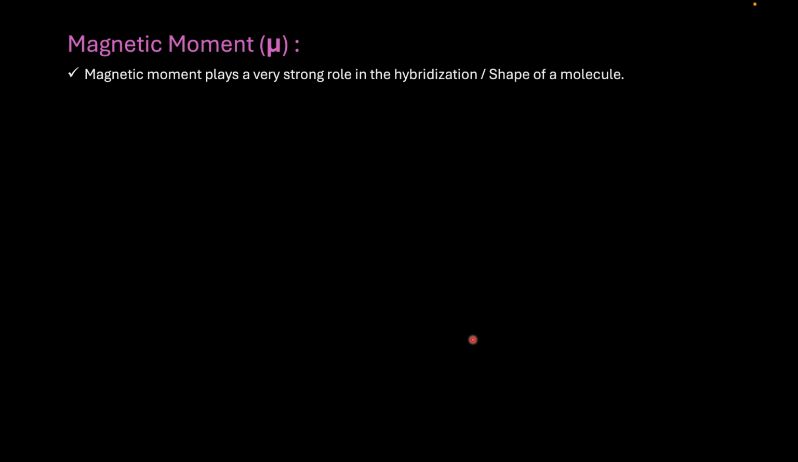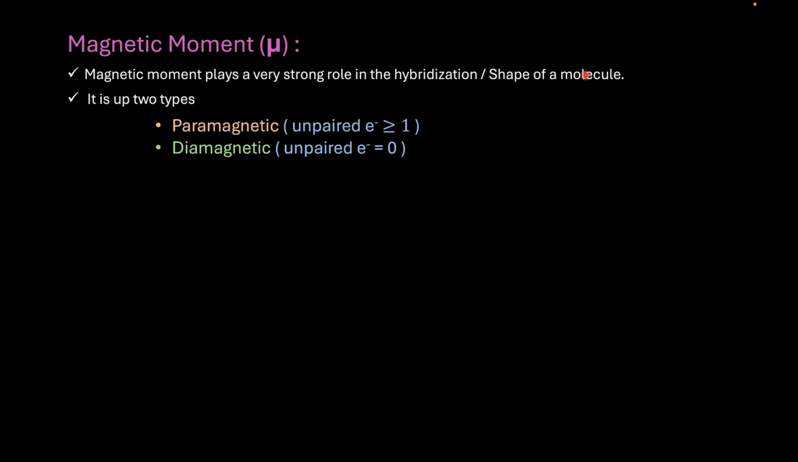So let's talk about some key points. One is magnetic moment. Always remember, magnetic moment plays a very strong role in the hybridization or shape of a molecule. And it is of 2 types. One is paramagnetic, one is diamagnetic. In paramagnetic compounds, the number of unpaired electrons is greater than or equal to 1.